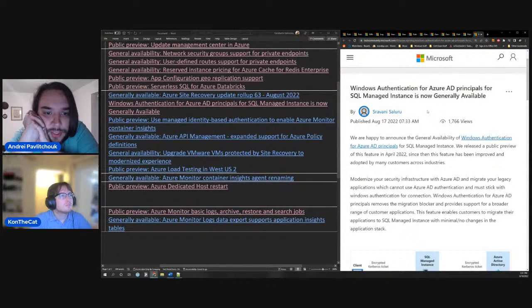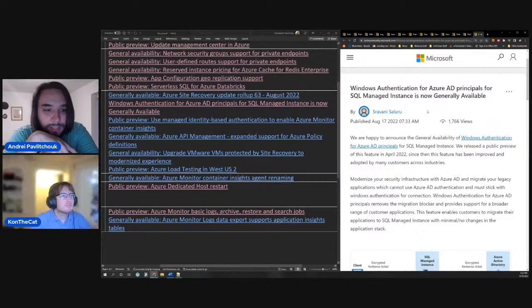So, use managed identity-based authentication to enable Azure Monitor. Again, that's a good update. I'm a big fan of managed identity. I don't like using passwords whatsoever. So using a managed identity with access always being available for anything is always a good thing. Let's see. API management, extended support for Azure policy definitions. Yeah, that can be a good thing as well.